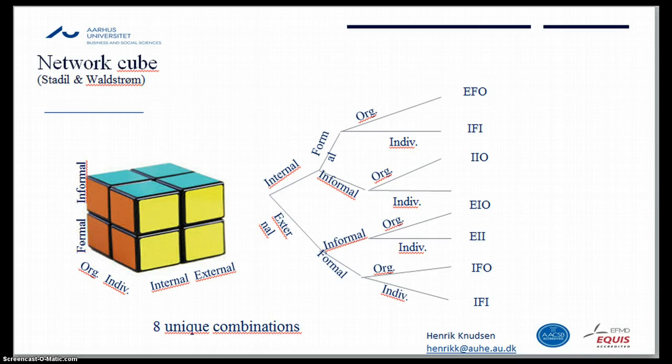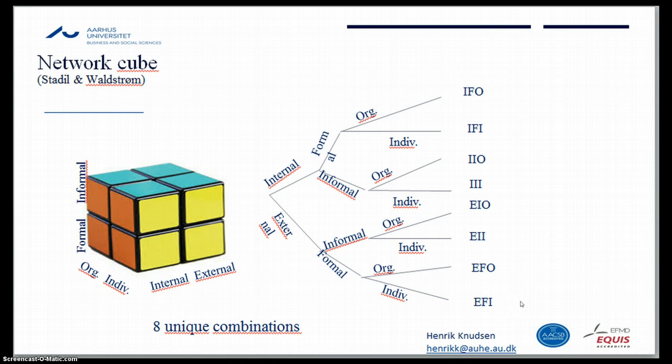The last criterion is formal or informal. So is it a formal network, for example the Baltic University Programme that I participate in, or is it an informal network, people that I've worked with or know, or perhaps some that I confide in within the Baltic University Programme in an informal manner? The network can be organizational or individual, internal or external, formal or informal. So we have 8 unique different combinations: internal, informal, individual, for example, I, or external, formal, individual, EFI.